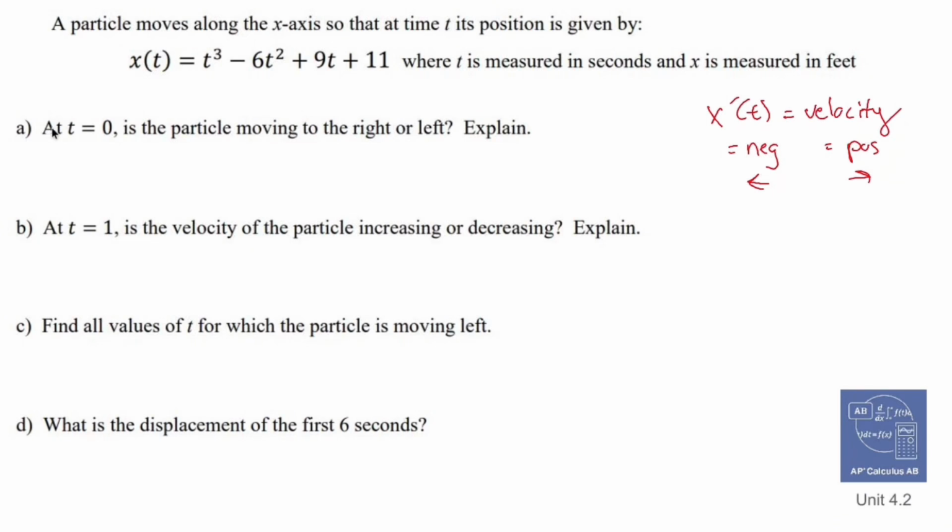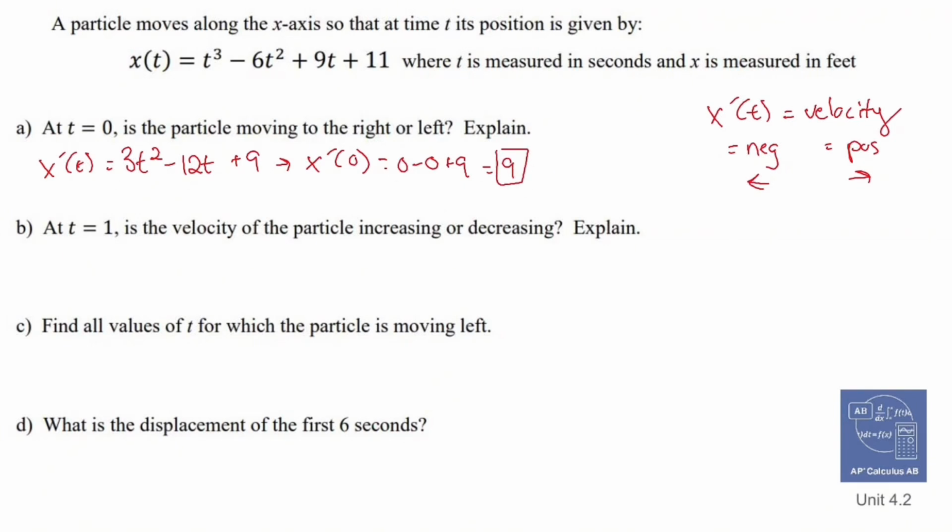So what I want to do with this first part is, at t equals 0, is the particle moving right or left? I need to take the derivative and see where I'm at when t equals 0. So that's going to be x prime of t equals, power rule a bunch of times, 3t squared minus 12t plus 9. This is very simple because I'm plugging in 0. So x prime of 0 is going to be 0 minus 0 plus 9, and that's going to be a positive 9.